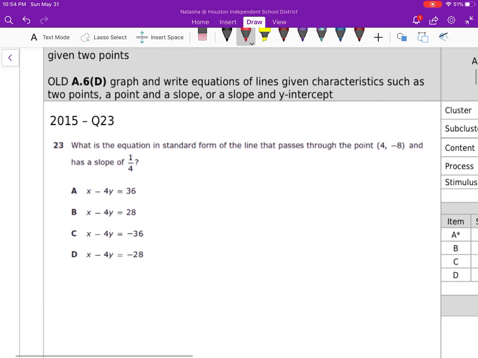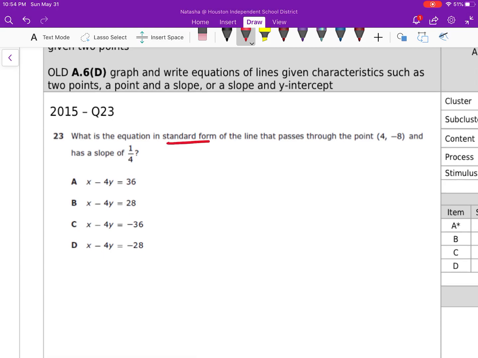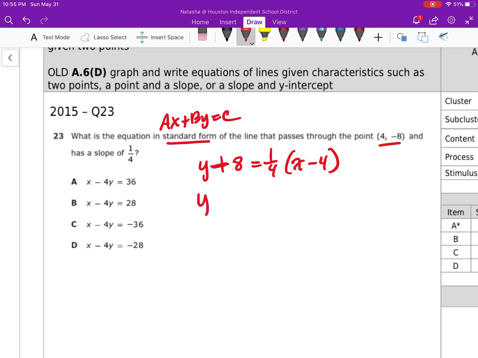All right. Next question. Same equation in standard form, so ax plus by is equal to c, with the point and the slope. I'm going to use point slope form on this one. So y minus 8, so that becomes plus, is equal to 1/4 times x minus 4. Distribute. So this becomes y plus 8 is equal to 1/4 x minus 1. Subtract 9, subtract 8. I don't know why I said 9.